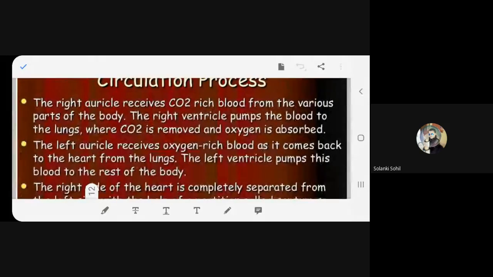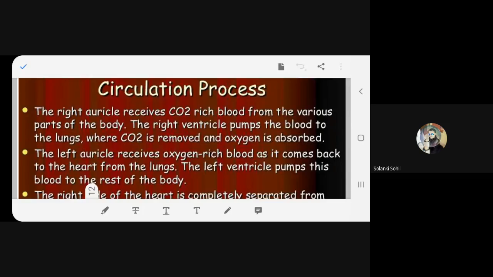The right auricle receives carbon dioxide rich blood from the various parts of the body.